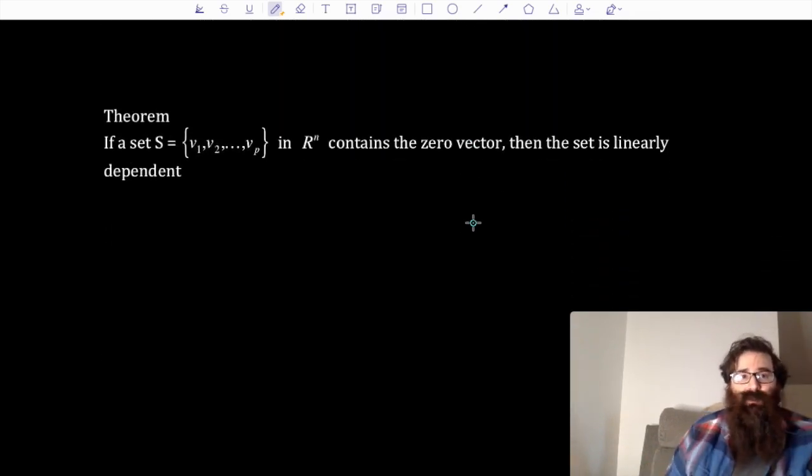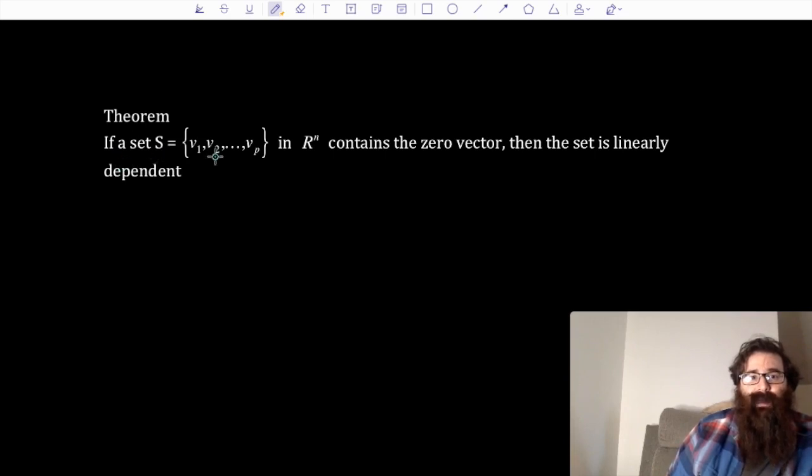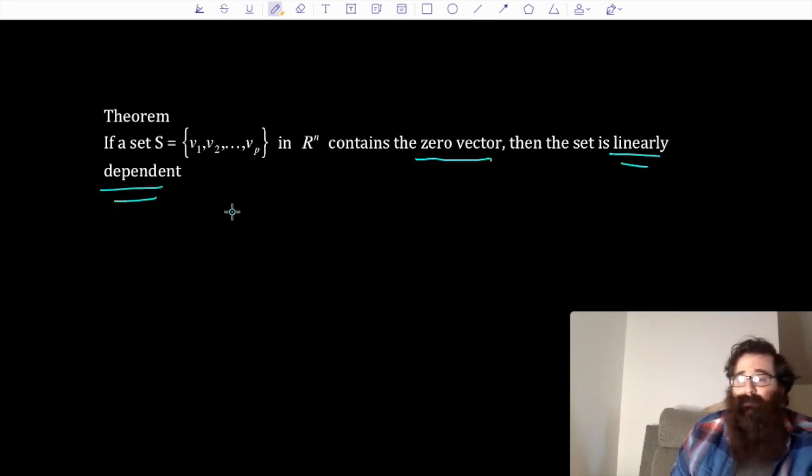And this one, which we just talked about: if a set capital S of vectors v sub 1 through v sub p in vector space Rn contains the 0 vector, then the set is linearly dependent automatically, right?